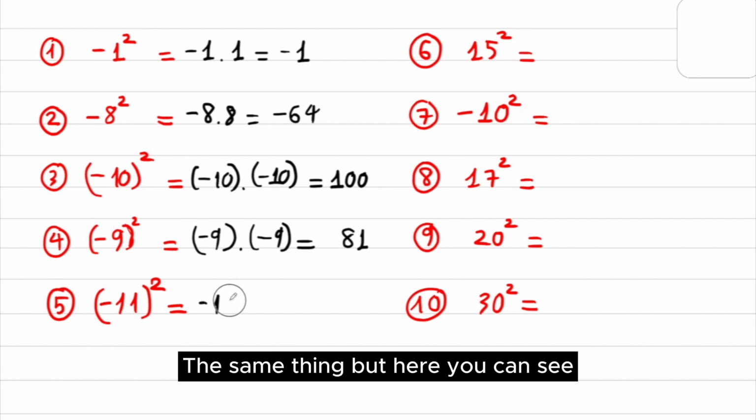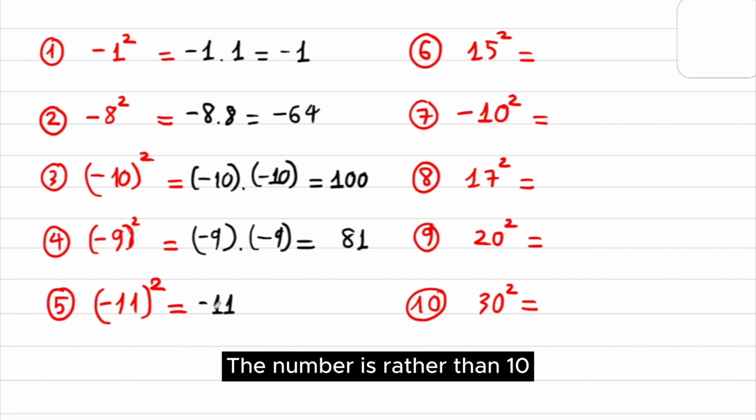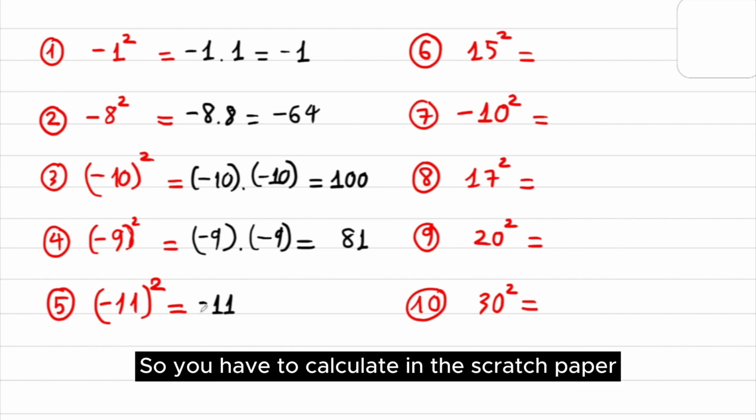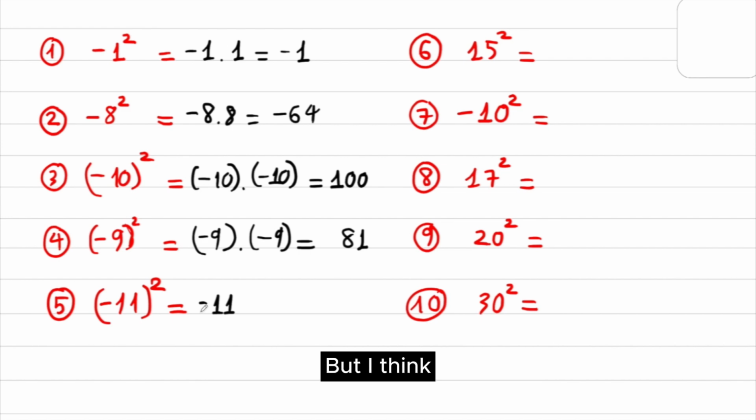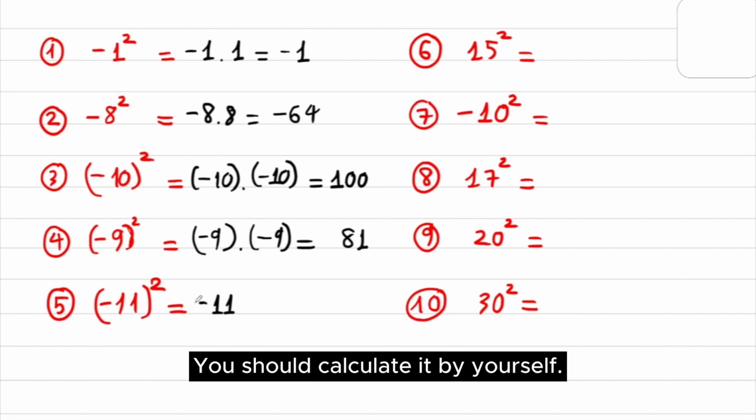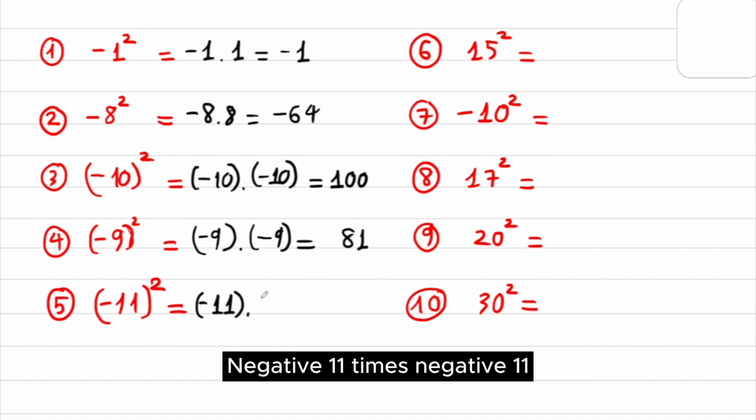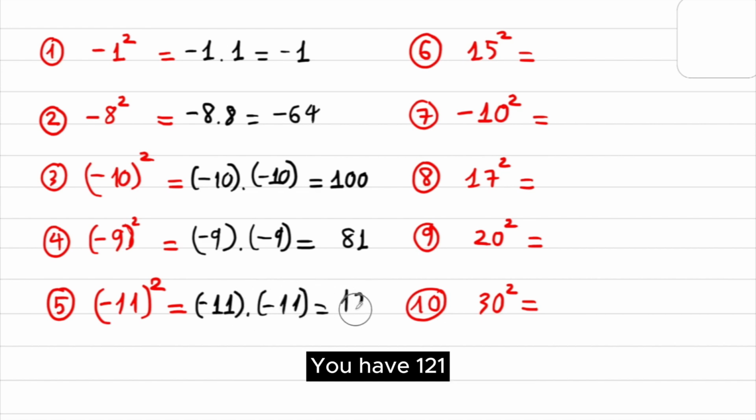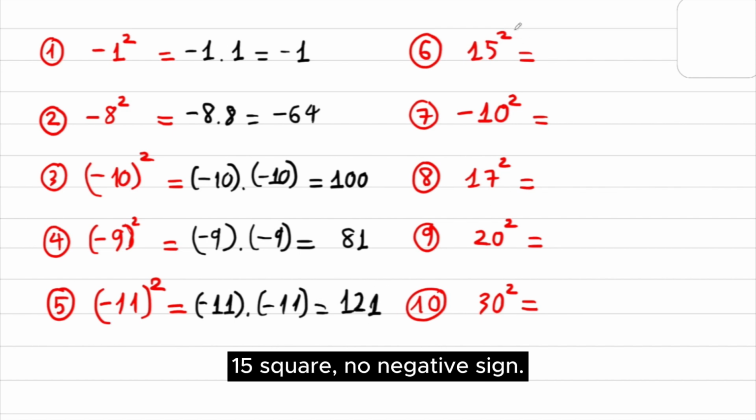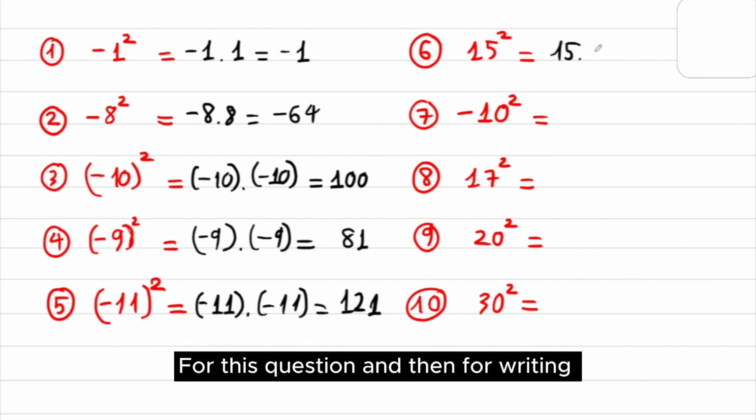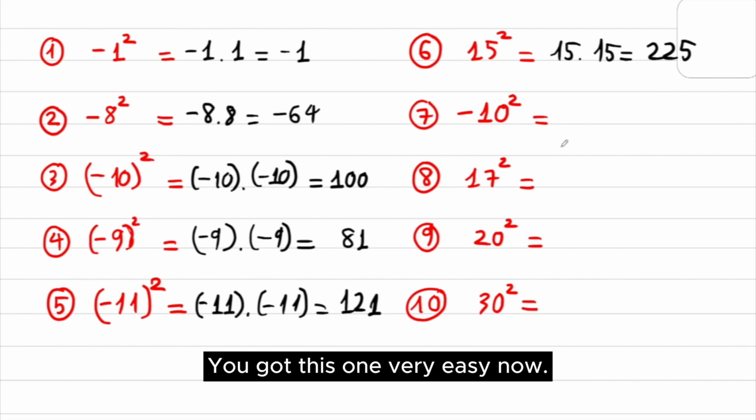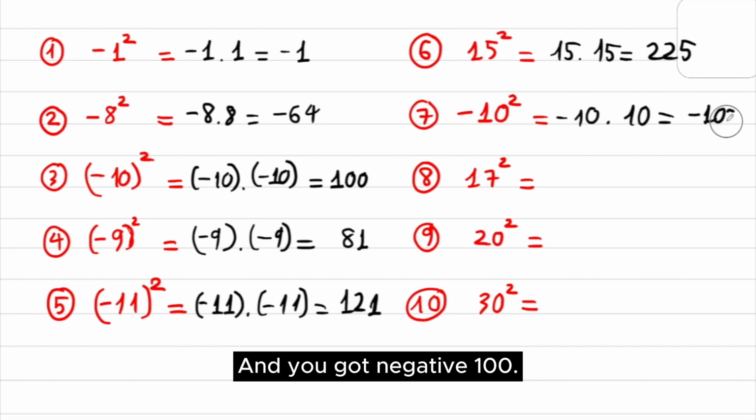Question 5, the same thing, but here you can see the number is larger than 10, so you have to calculate on graph paper or draft paper, or you can use your calculator, but I think you should calculate by yourself. Okay. Negative 11 times negative 11, you have 121, positive 121. Then 15 squared, yeah, 15 squared, no negative sign for this question. And for the writing, you got this one, very easy now. And for this question, you got negative 10 times 10, so you got negative 100.